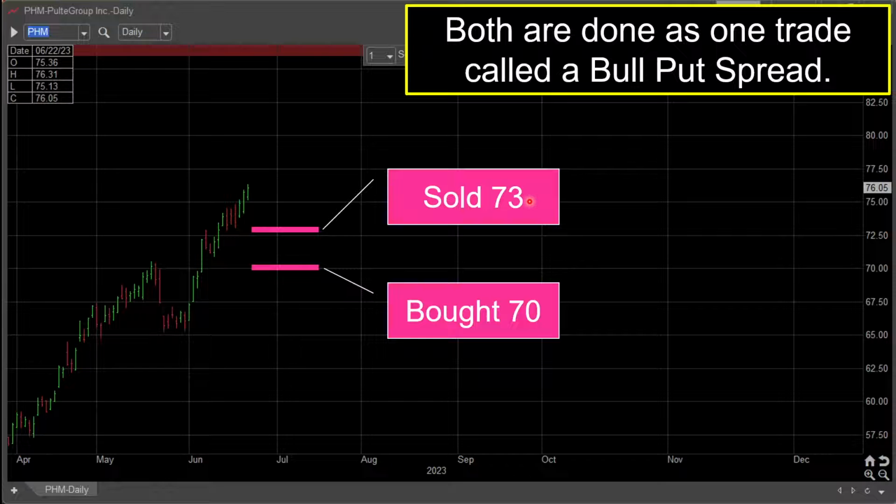I sold a $73 put, and I simultaneously bought a 70 in one transaction. Bull put spread. Bull because it's something I do when the markets are bullish. Put because I used puts. Spread because I did 2 options with a $3 difference in their strike prices. Now, when I sold this trade, I took in about $1,720, roughly. So when I sold the trade, I got paid $1,720 or so.